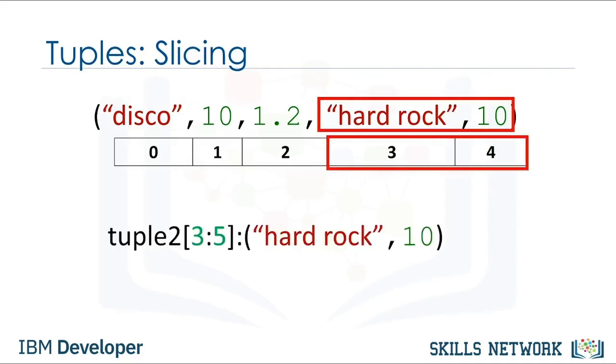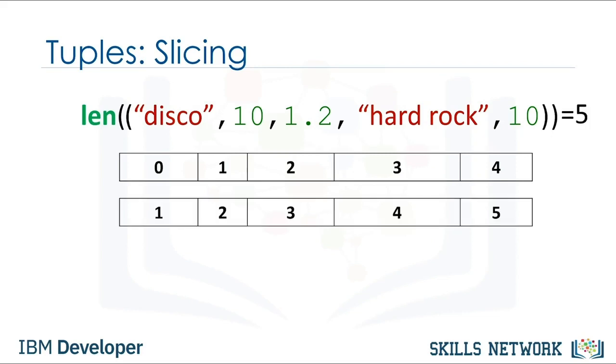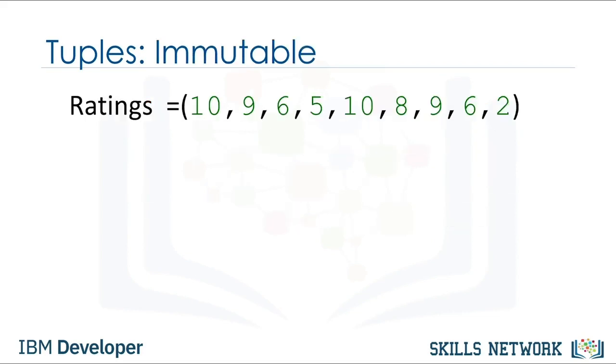Similarly, if we want the last 2 elements, we use the following command. Notice how the last index is 1 larger than the last index of the tuple? We can use the len command to obtain the length of a tuple. As there are 5 elements, the result is 5. Tuples are immutable, which means we can't change them.